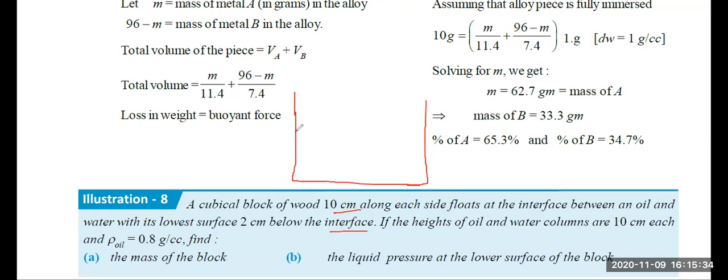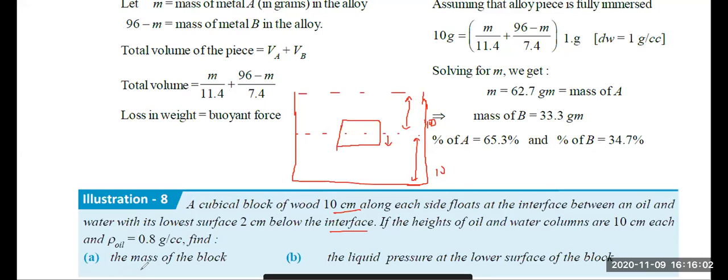Now, this is floating between oil and water with the lowest surface 2 centimeter below the interface. Suppose the interface is like this. Above this we have oil, below this we have water. So this is floating like this, and this is given as 2 centimeter. If the height of oil and water column are 10 centimeter each, this is also 10, and this is also 10. Density of oil is given. You have to find the mass of the block and the liquid pressure on the lower surface of the block.